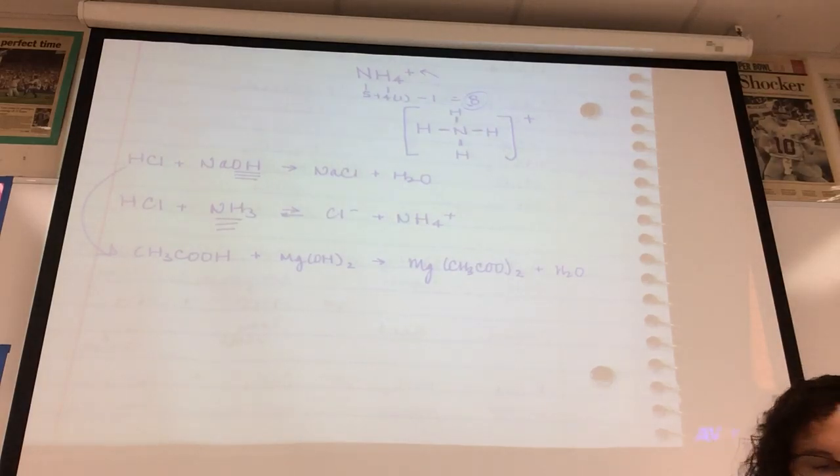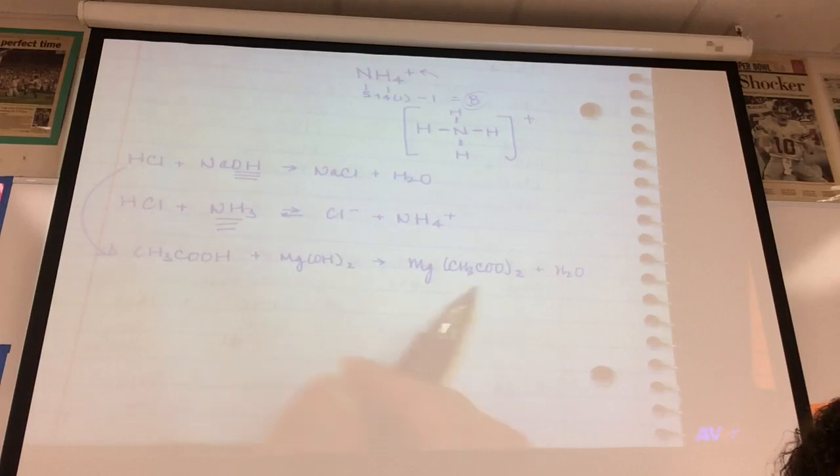Okay. Is that reaction reversible? You go from salt and water to an acid and base. I'm going to say no, because if you react this salt with water, if it's water soluble, you'll just dissolve it into magnesium ion and acetate ion.